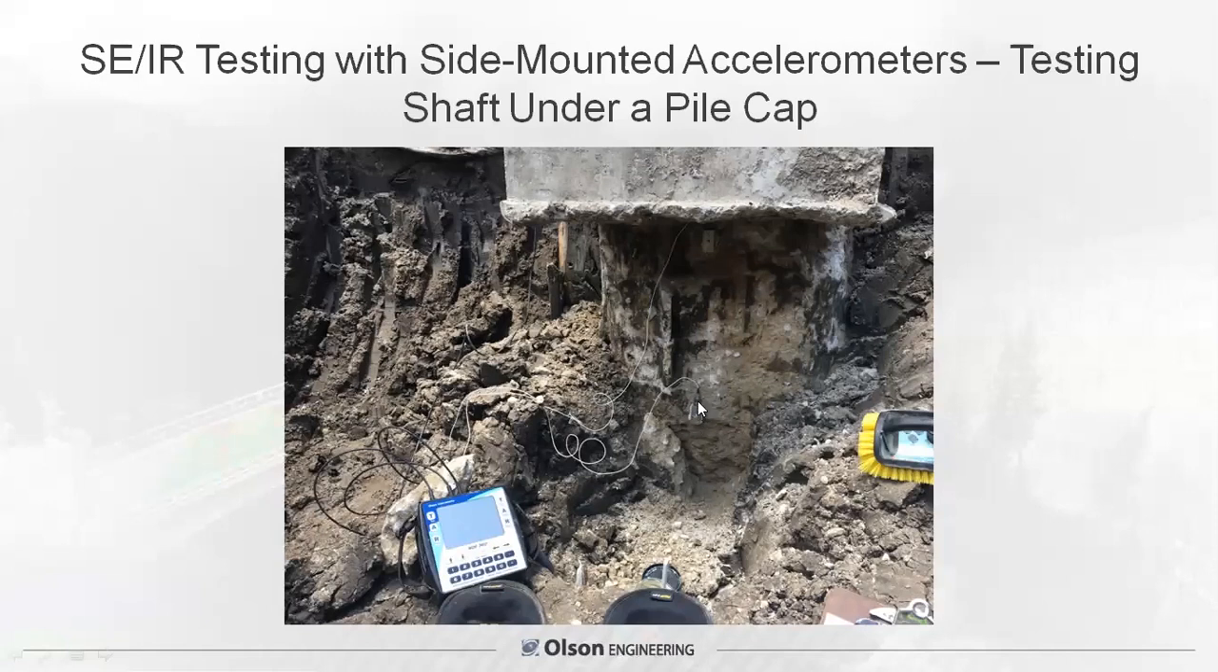The other important thing to remember when you mount on the side is the accelerometer must be vertical. We've seen people try to do this test where they stick the accelerometer on horizontally and the data isn't usable. The accelerometer has to be vertical. That's why we need a block on the side. But you can work with testing a foundation underneath a pile cap, you do the same way on a timber pile.